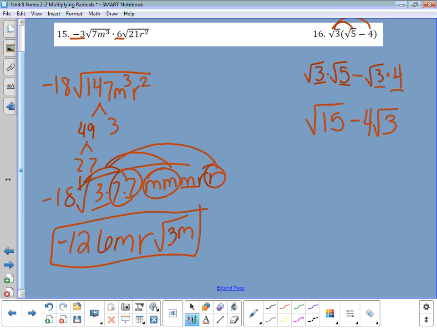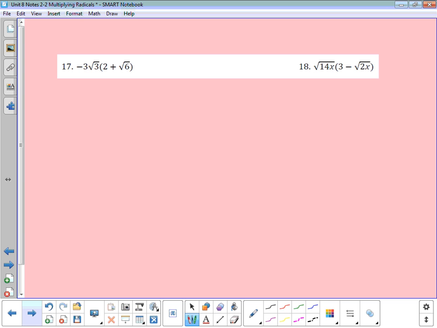The last thing we need to check is if any of those simplify down. Well, 15 breaks down to 5 and 3. Those are both primes, so this is as simplified as it gets. For right now, I don't really care what order you write it in, but I do care that once you multiply, you check to make sure that your leftover answers cannot be simplified or combined. I'm going to go ahead and get you started on number 17, and then you're going to simplify it out, and then finish with number 18.